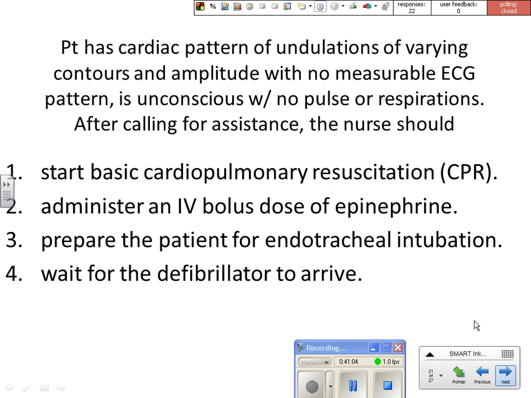Patient has a cardiac pattern of undulations of varying contours and amplitude, no measurable ECG pattern, is unconscious with no pulse or respirations. After calling for assistance, the nurse should start basic CPR, administer epinephrine, prepare for intubation, wait for the defibrillator to arrive.